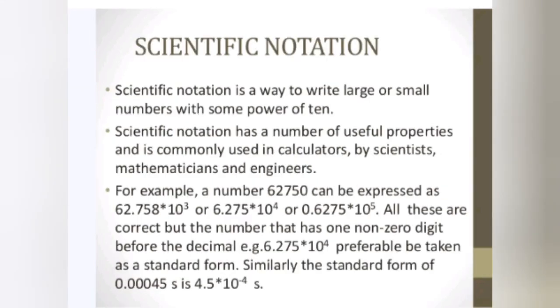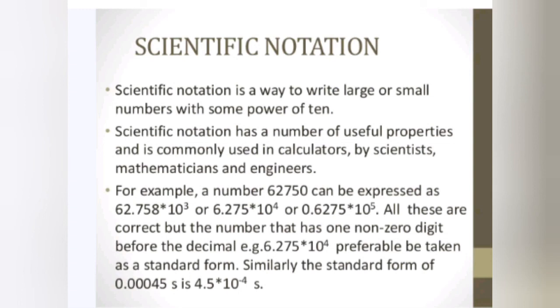Scientific notation. Scientific notation is a way to write large or small numbers with some power of 10. Scientific notation has a number of useful properties and is commonly used in calculators, by scientists, mathematicians and engineers. For example, the number 62,750 can be expressed as 6.275 times 10 to the power of 4 or 0.6275 times 10 raised to power 5.